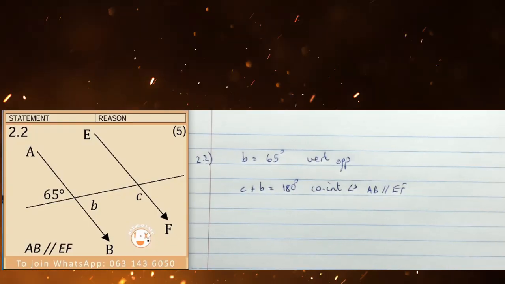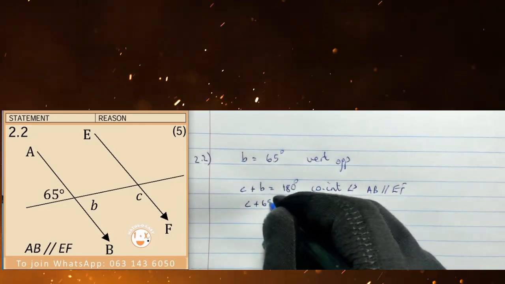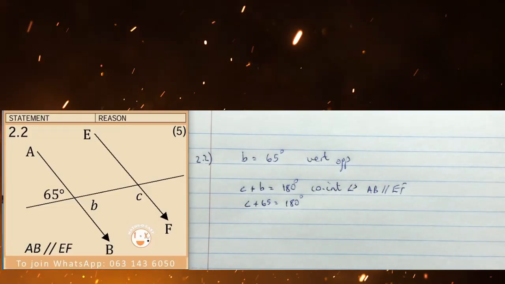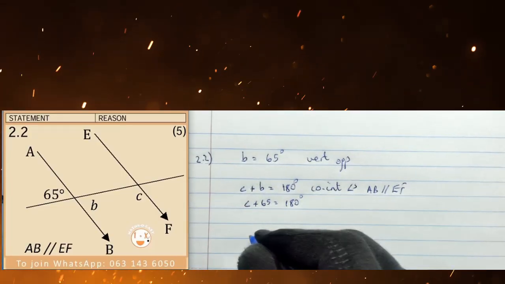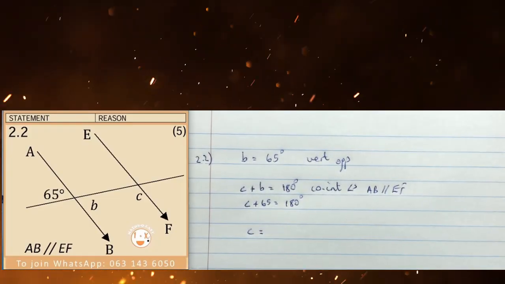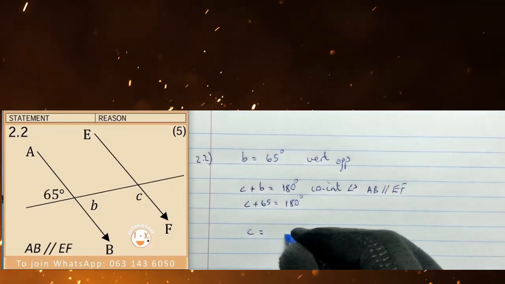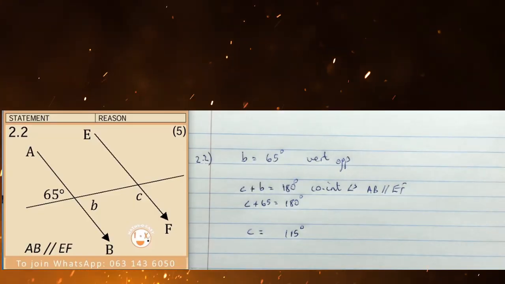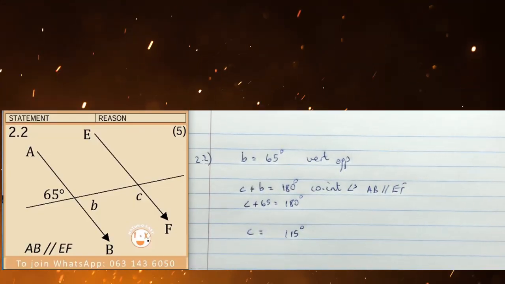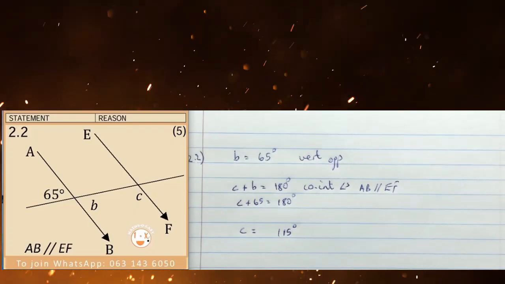Then what must we do now? We must say C plus 65 is equal to 180. And then what are we going to do? We can say C is equal to what? 180 minus 65. I know it is going to be a 15. And then I have 115 there. Look at that. Okay. So for 5 marks, you can do this in under 5 minutes.